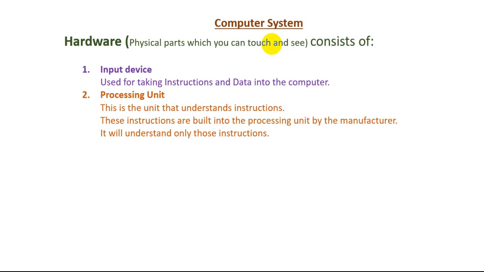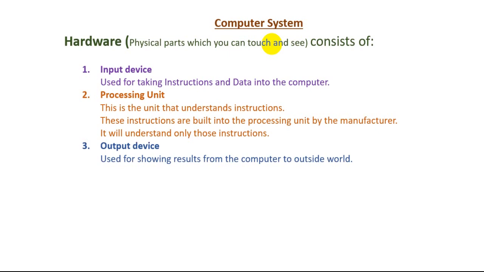For example, say the manufacturer has put 100 instructions into the processing unit and built it. Then this processing unit will only understand those instructions. The processing unit is not a magical thing like a human being which can suddenly understand new things. Whatever the processing unit is built with and the instruction set it is given, those are the instructions the processing unit can understand.